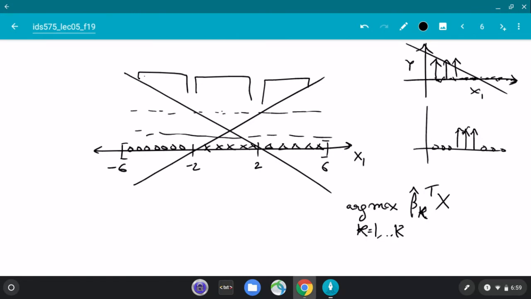Now, what happens if the dashed line is actually the bottom one? That means I'll never classify the second class, because if it's the bottom one, then either the first class is the one leading at that point, or the third class is leading at that point. So at points where I'm supposed to predict class 2, I'm predicting class 1 or 3. So the second class got masked. That's what I want to illustrate here.